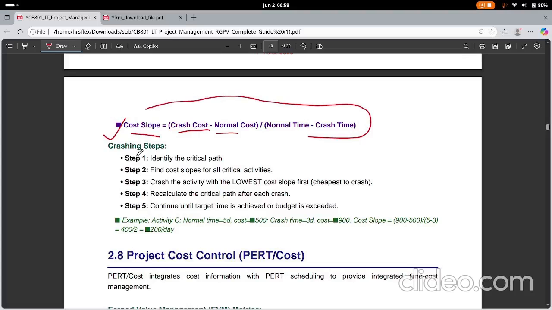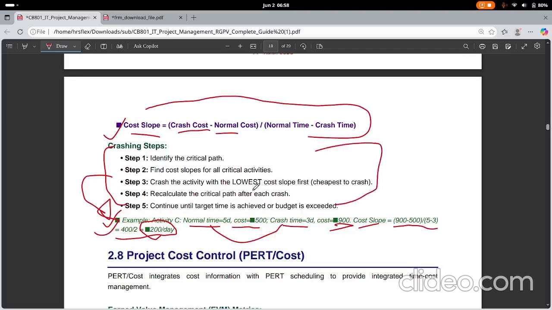Remember this formula? With this there is an example: normal time is 5 days, normal cost is 500. Crash time is 3 days, so it reduces the time but the cost increases to 900. So cost slope is equal to (900 minus 500) divided by (5 minus 3). So it will come up to 200 per day. So this is the step to calculate this example only. I explained the example, and I hope you go through the steps and can write it on your own.